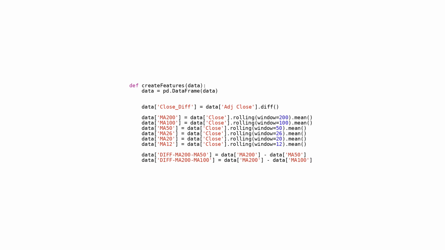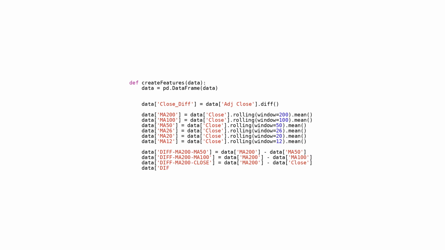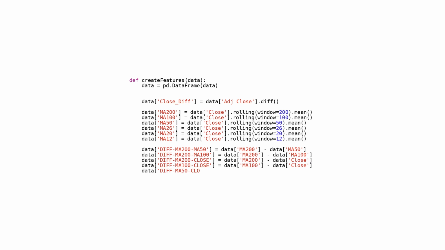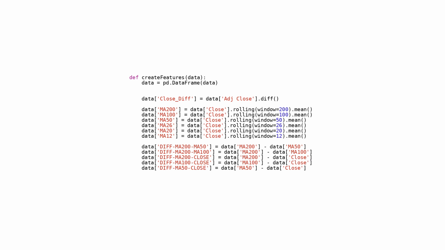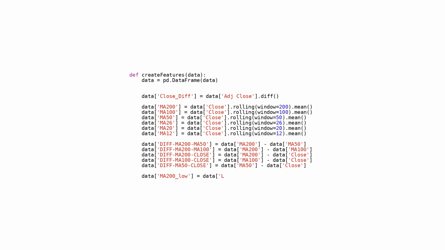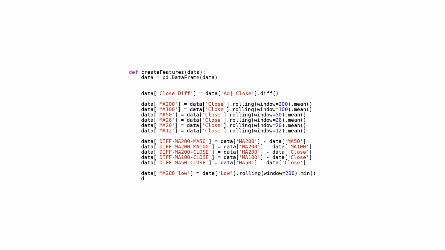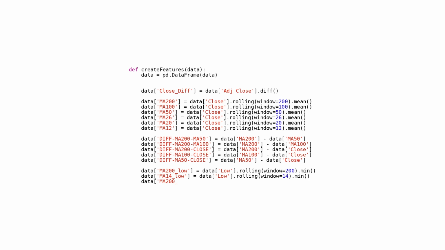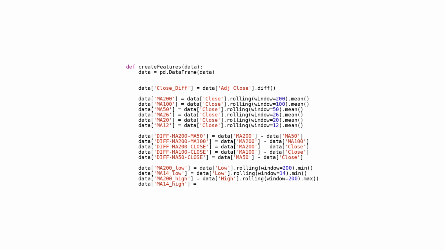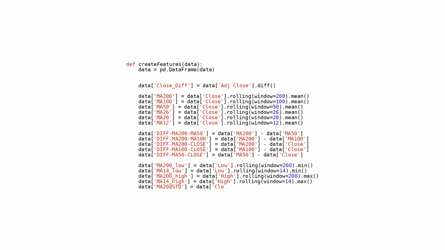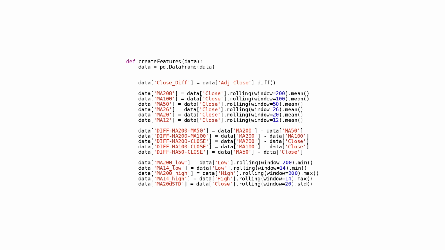This function determines the variances between different moving averages and the closing price. It then includes these variances as additional columns in the data. This action computes the smallest and largest values for both low and high prices across various timeframes, and then includes these values as new columns in the data. To determine the volatility of the closing price over a 20-day period, the standard deviation is calculated. This value is then added to the data table as a new column.